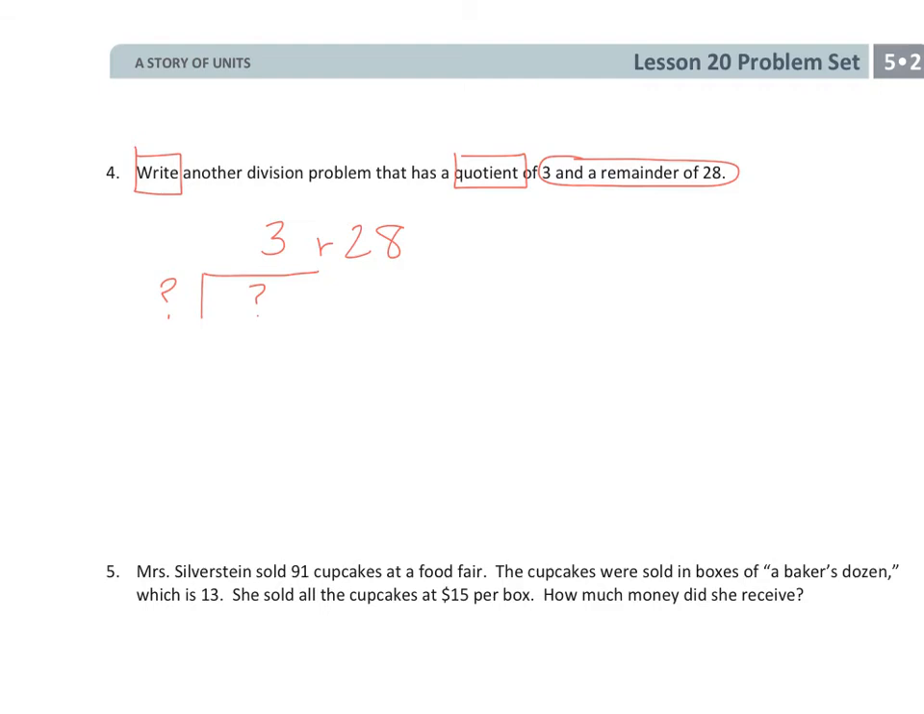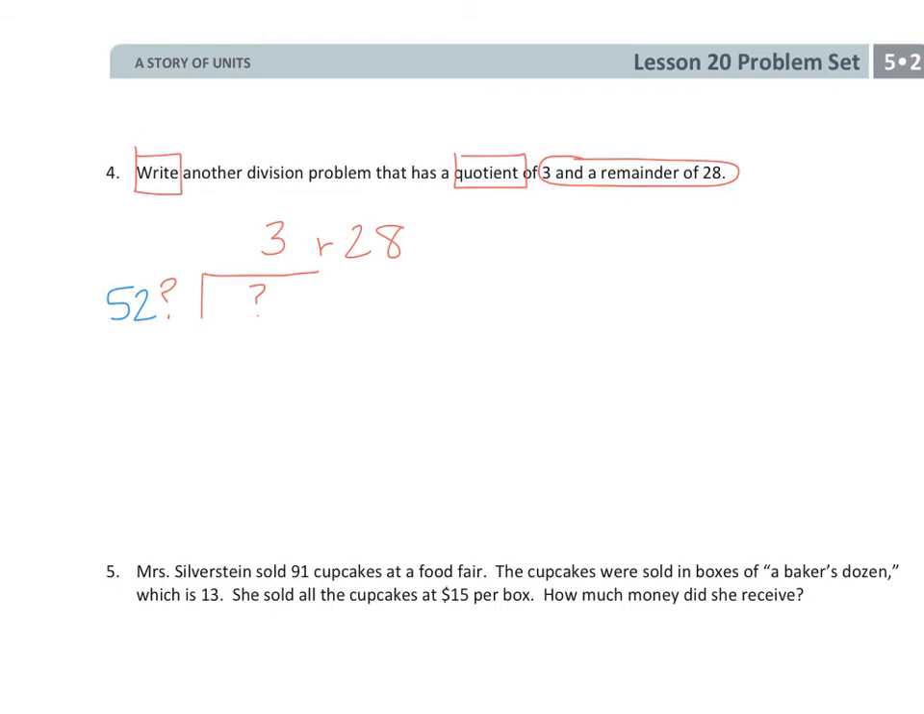find the dividend. And so when we make up our own division problem, we want to pick the divisor. Because when we pick the divisor, then we can quickly find the dividend. So we can pick any divisor that we want. Let's go ahead and pick 52. So the divisor is going to be 52.